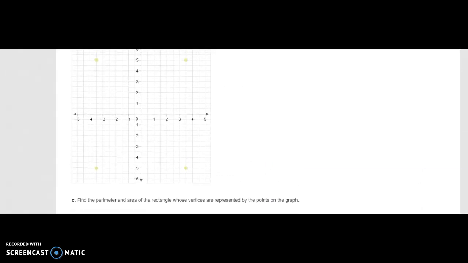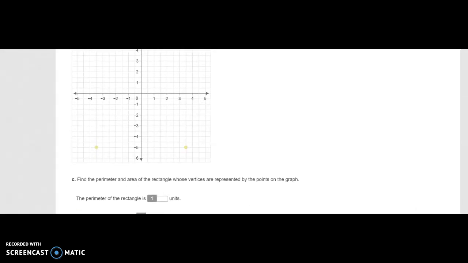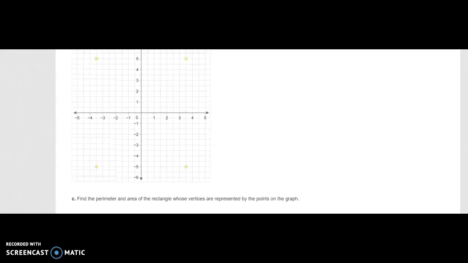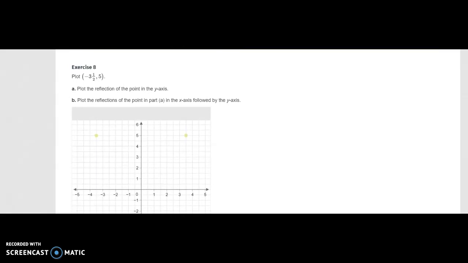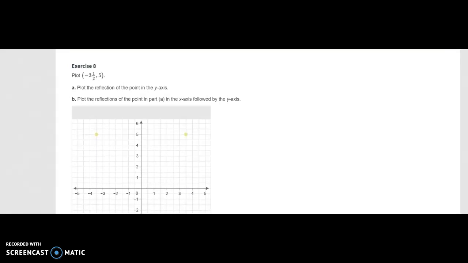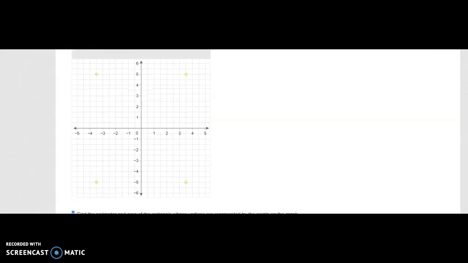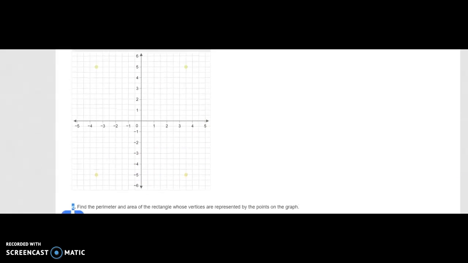Now they're going to ask you to plot the reflection of the point in the x-axis. Okay, so you're basically going to make a rectangle. So you're going to do all of them as 5 and 3.5. So you've got a rectangle going. Now what they want to know is what is the perimeter of the rectangle. What I want you to do is just pretend like there's a line drawn, and you can do it one of two ways. You can do the formula for perimeter.